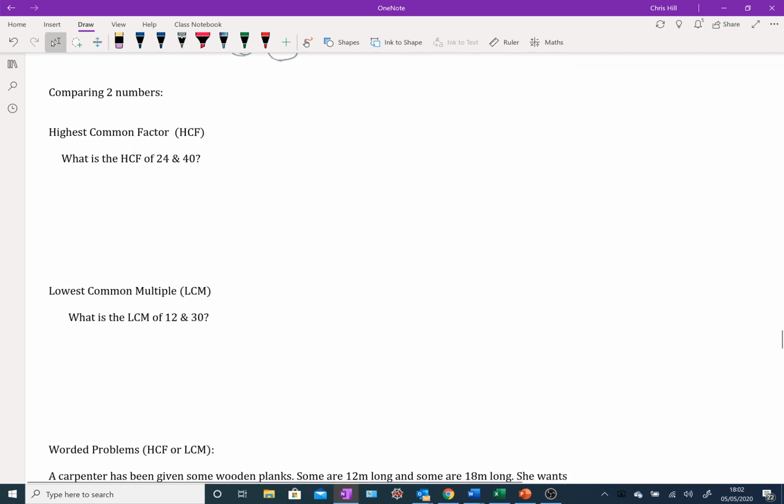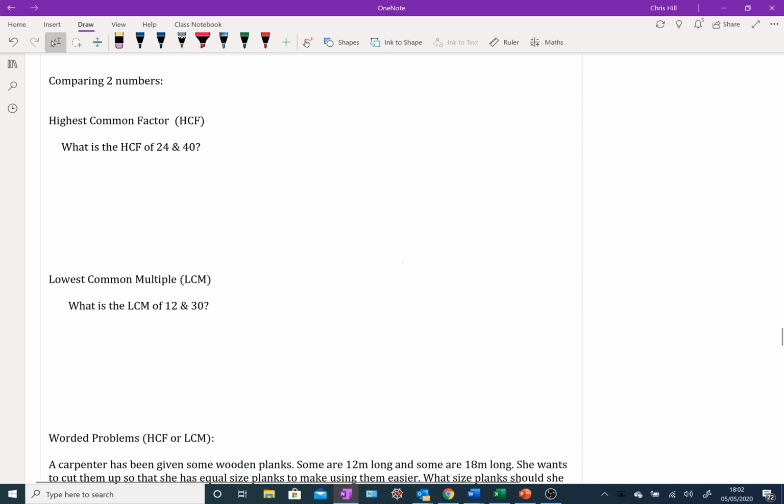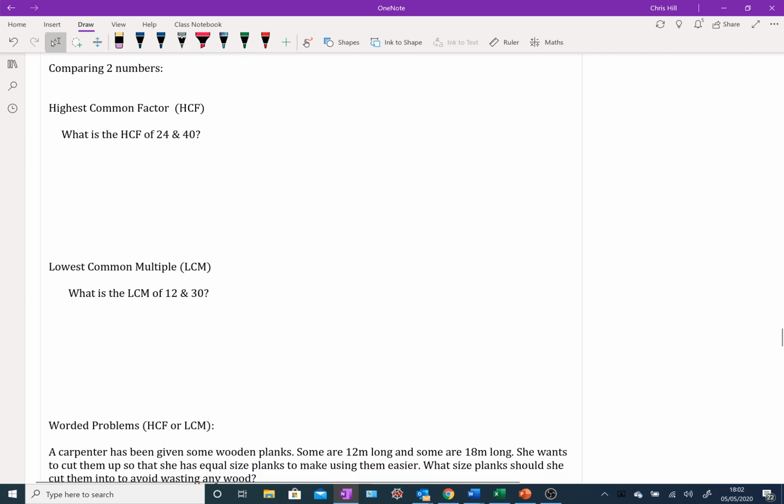comparing two numbers. If we've got two numbers and we want to work out the highest common factor. Remind you what a factor is. It's numbers that divide into these numbers. So what we could do is list out all the factors of 24 and then list all the factors of 40, and then just by inspection try and find the biggest one. However, the best way of doing it is to write down the prime factorization of each one.